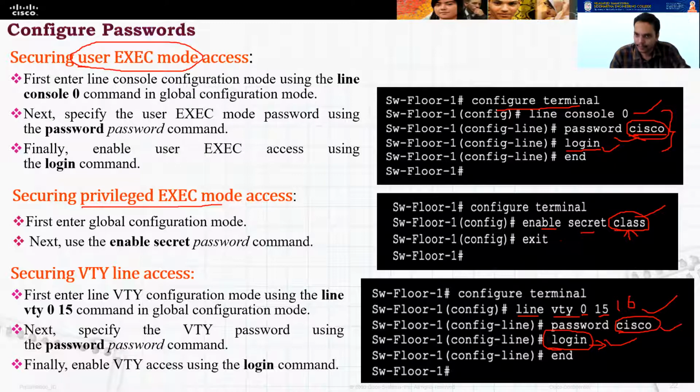Also remember that for your privileged executive mode, there is only one command that you can type in, which is simply enable secret class. The secret, this class, is nothing but the password. Once again, you can type any password here. So if you want to give a person access to the user mode but not the privileged mode, don't give this password. They will not be able to enter into the privileged mode.